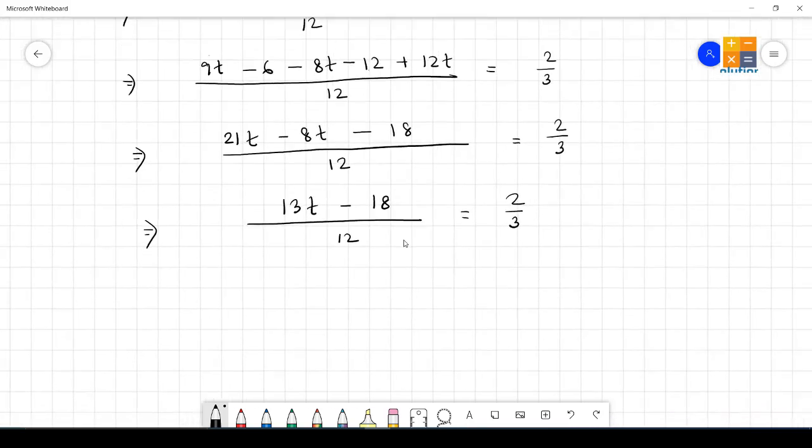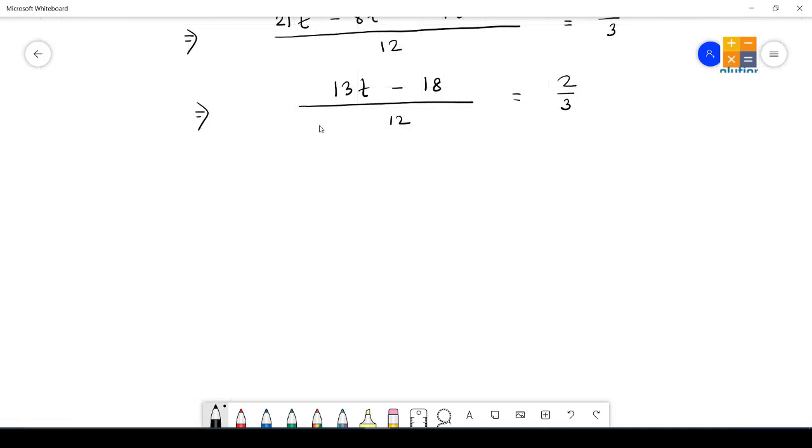Both the sides are to be multiplied by 12, so that 12 gets removed from this denominator part, and for that, in the next step, multiplying both the sides by 12, I get 13t minus 18 is equal to 2 by 3 into 12. 12 is shifted to the opposite side, so 3 4s are 12. I get here 13t minus 18 is equal to 8. After that, what result will come?